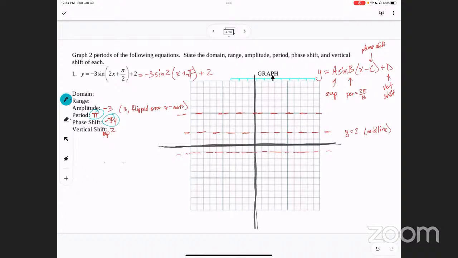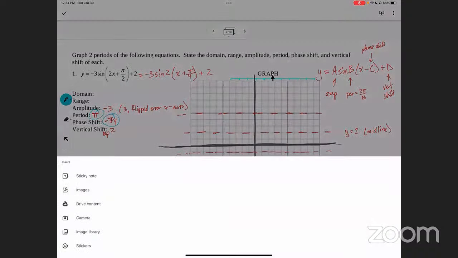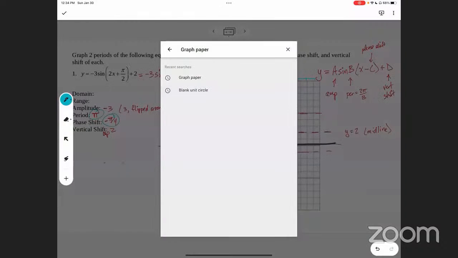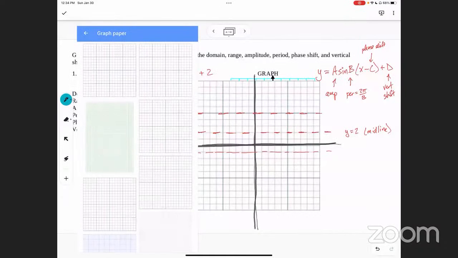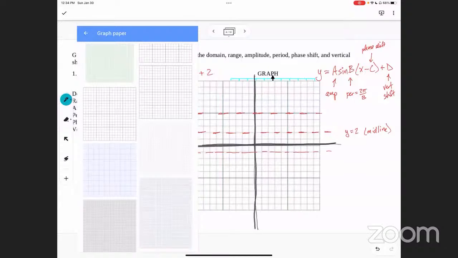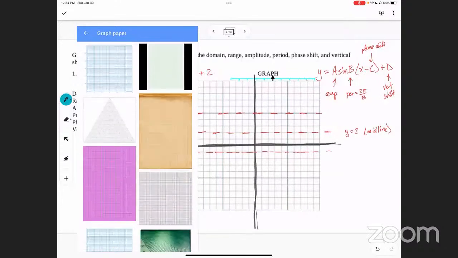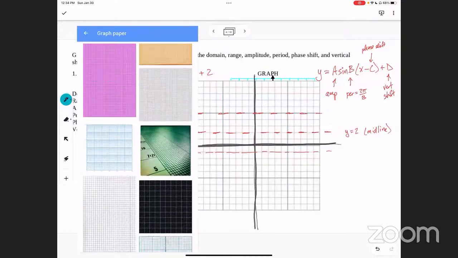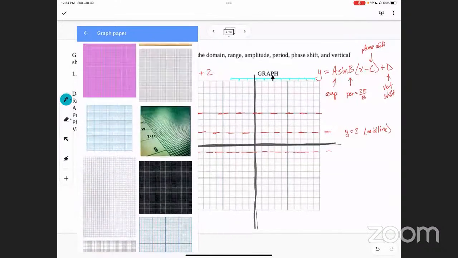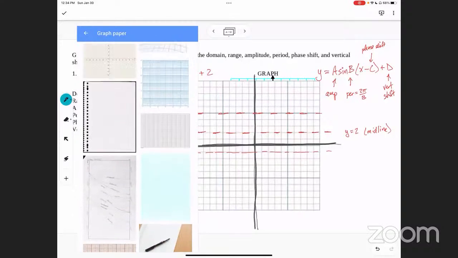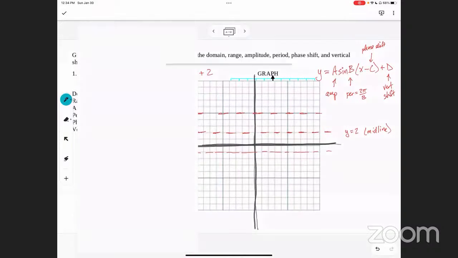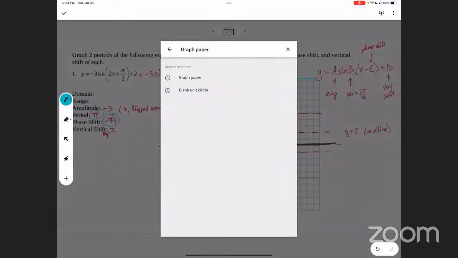this graph paper isn't the best graph paper. Let's see if I can find some better graph paper to use. Let me find another piece of graph paper. See if they've got some that don't have. I wonder if I can type in trig graph paper and it'll give me something. Let's try that. Hold on.